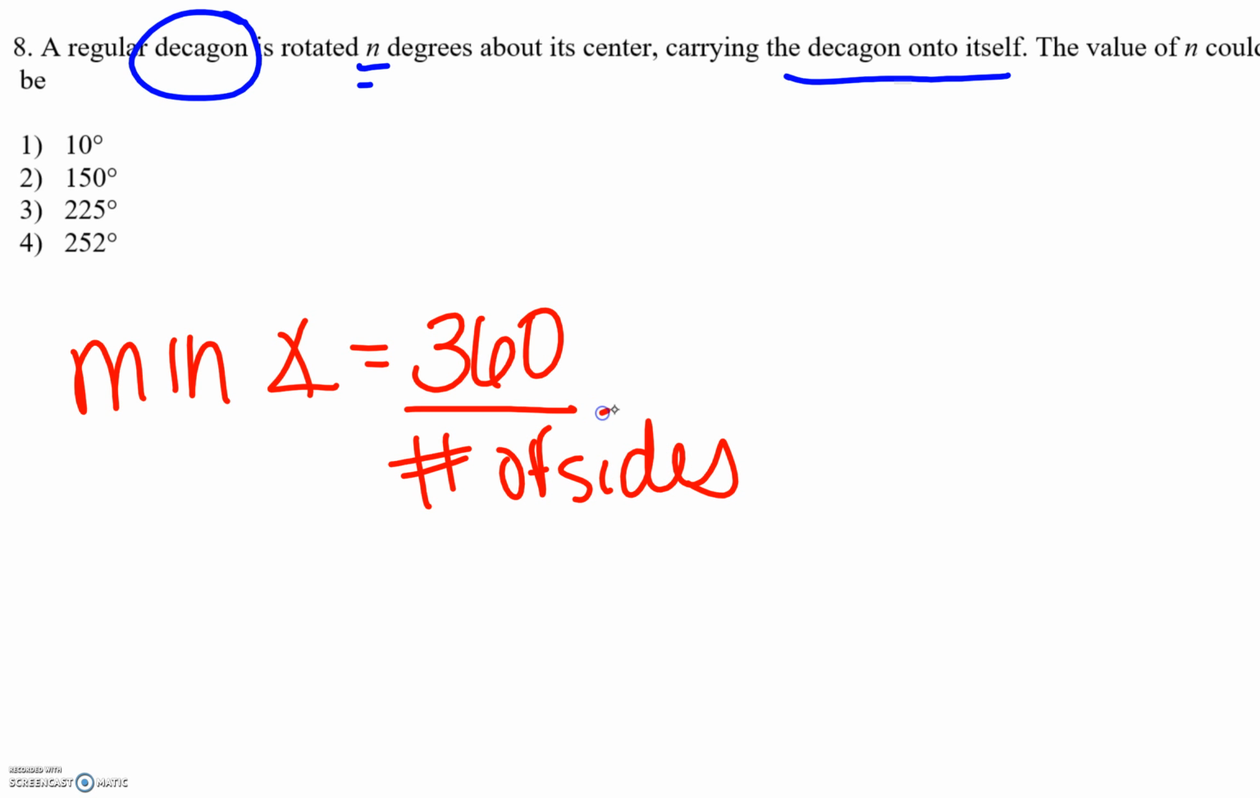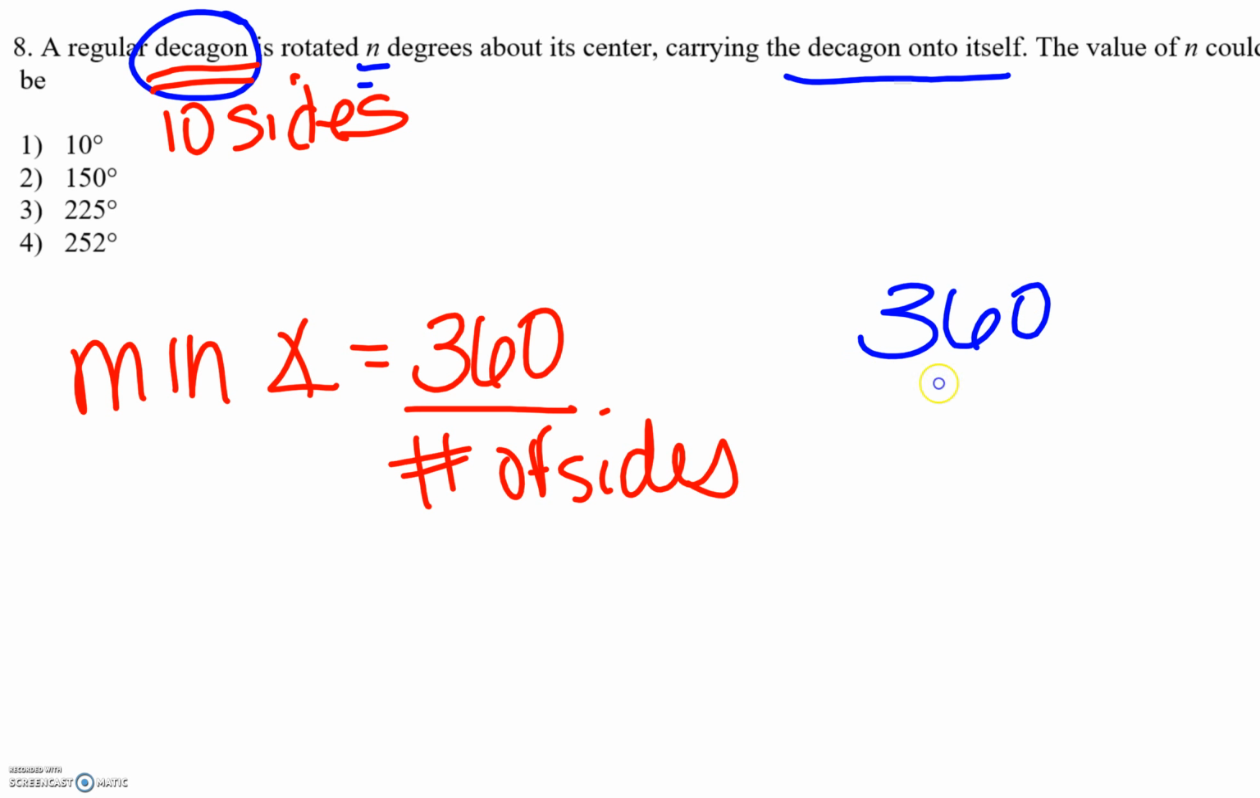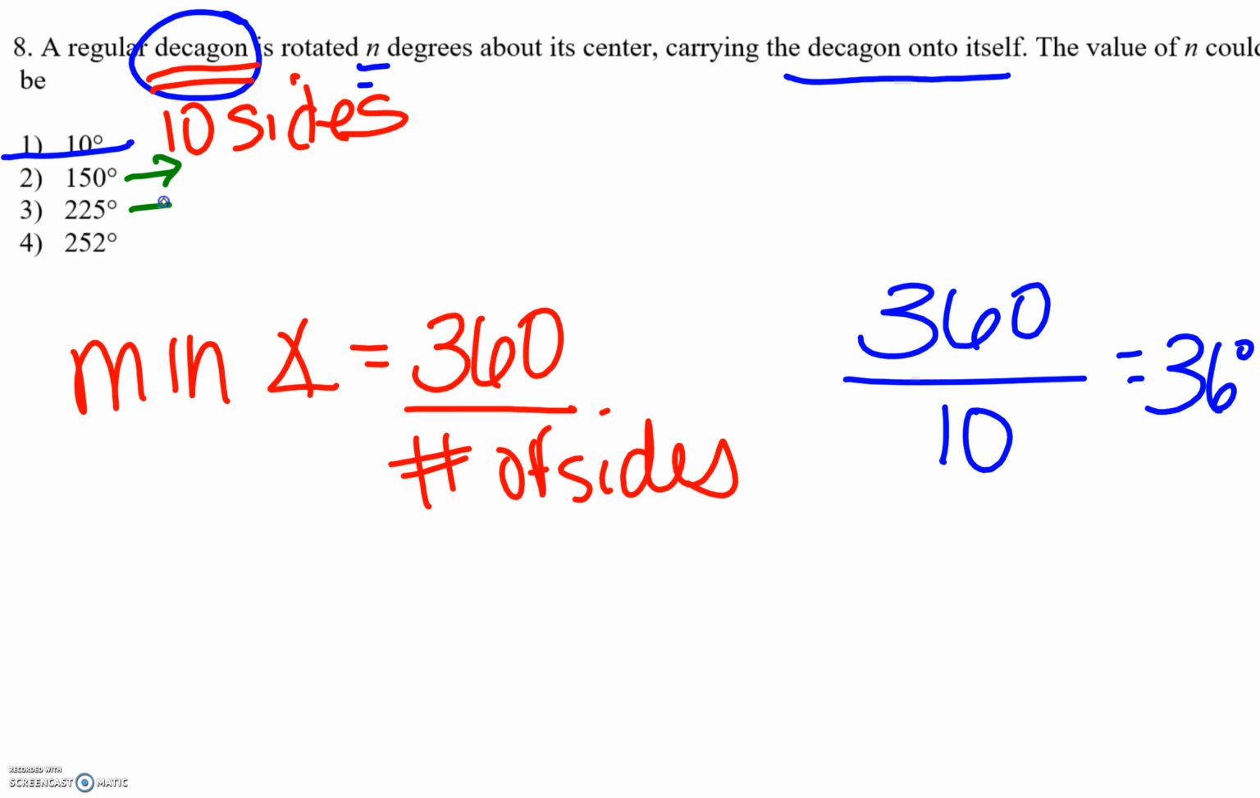So we have to go back to the problem and see which figure we're talking about. They said a decagon, which you guys should know, is 10 sides. So we're going to take 360 degrees, the amount of degrees in a regular polygon, and divide it by the number of sides, in this case, which is 10. So the minimum angle is 36 degrees, so we know it can't be 1. So now we want to look at our choices and see if 150 is a multiple of 36. So we're going to take 150 divided by 36.